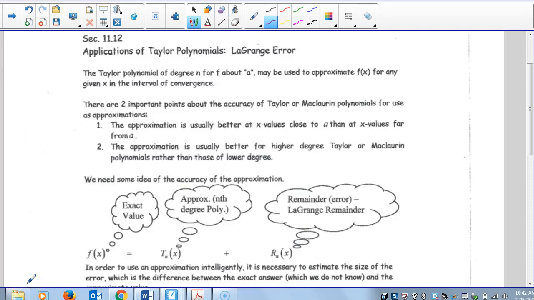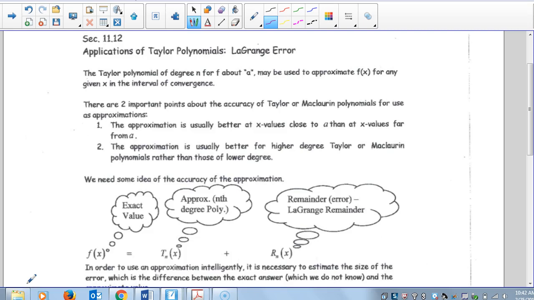Okay, you guys, so here's the story. We get to do error. This is the last section in this topic of Taylor polynomials, and it's a little different than alternating series, a little bit more complicated because you have to maximize derivatives.